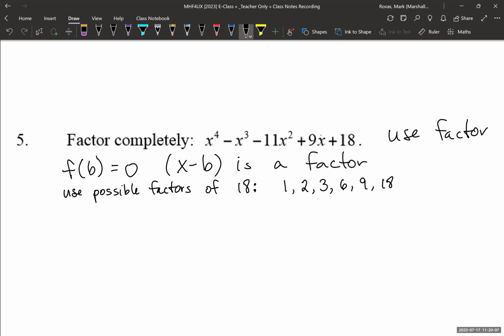But not only these positive numbers are factors, but the negative equivalents as well. Plus and minus 1, plus and minus 2, plus and minus 3, plus and minus 6, plus and minus 9, plus and minus 18. I could use negative numbers as factors as well. Okay, so we now have some possibilities, right? So we have 12 possibilities here, and we're going to check each one until we find a factor. So we're going to start looking for factors.